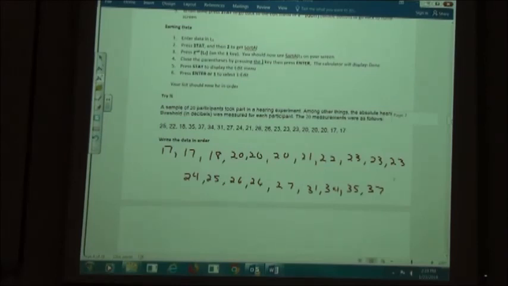Okay, we are going to do stat. And then you're going to do the 2 for sort. And then to get list 1 in there, you do second function and the number 1 button. If you notice above that in blue is L1. Okay, and then enter. Says it's done. Now if you hit stat again, go to 1 for edit.